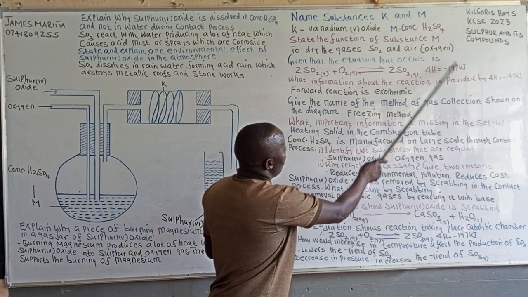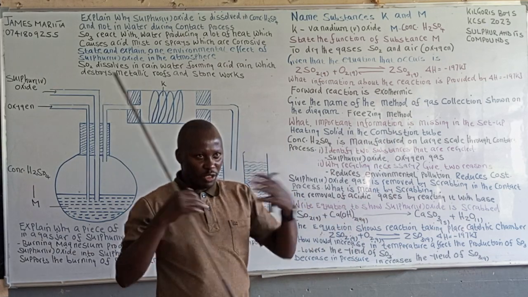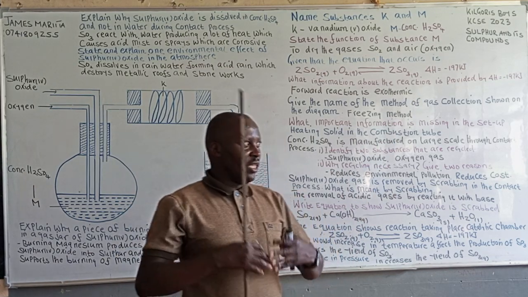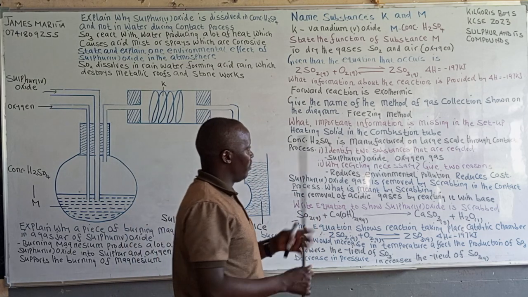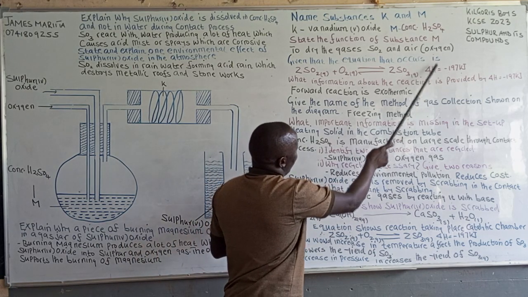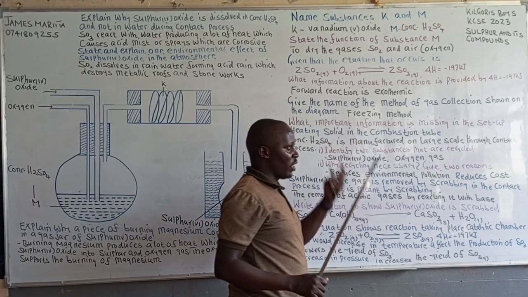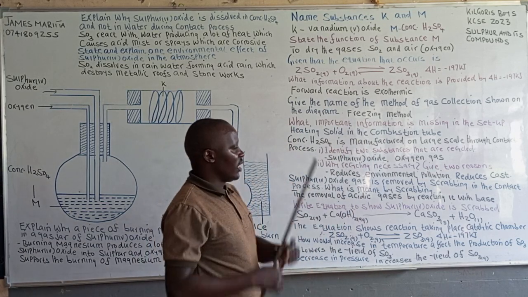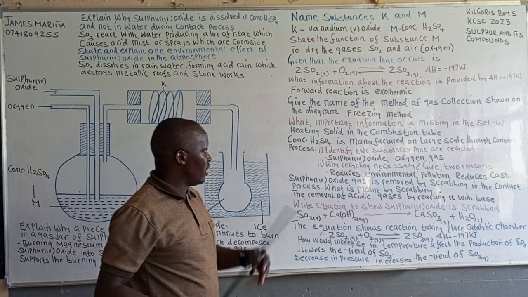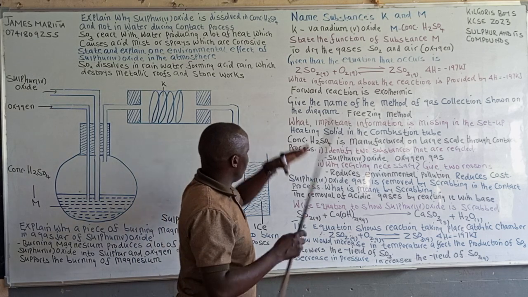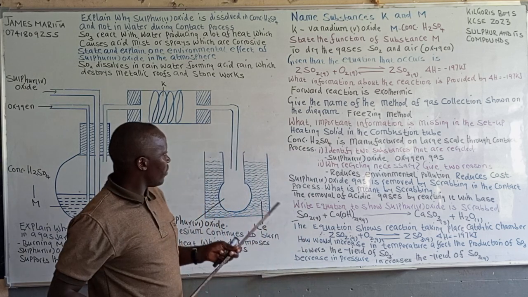So the forward reaction is exothermic, as you can see. In an exothermic reaction, the heat energy given out is denoted by the negative sign. So we have that negative showing that there is a lot of heat being generated, meaning that the forward reaction is exothermic.